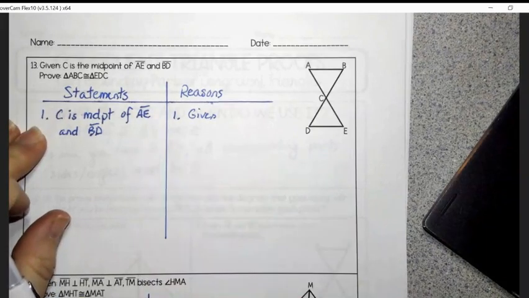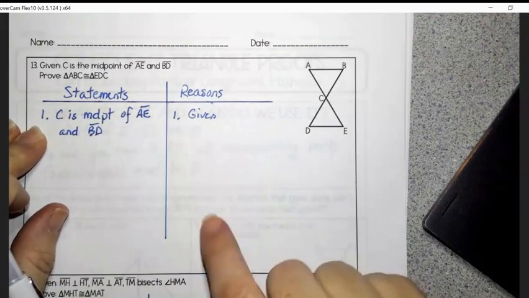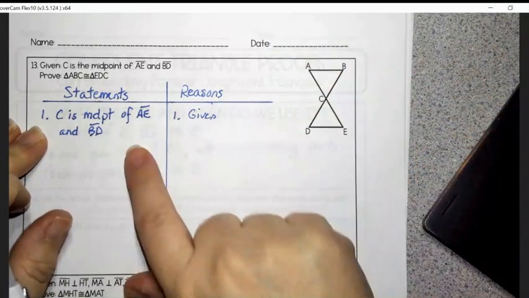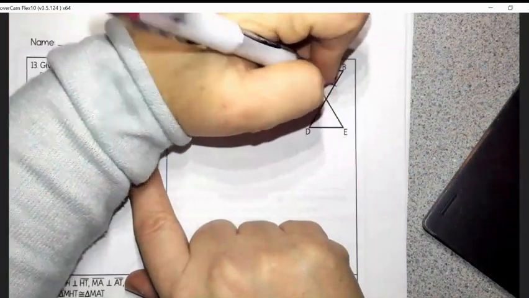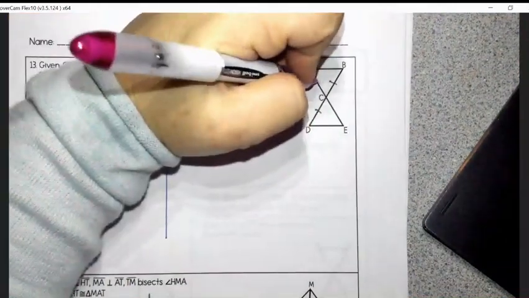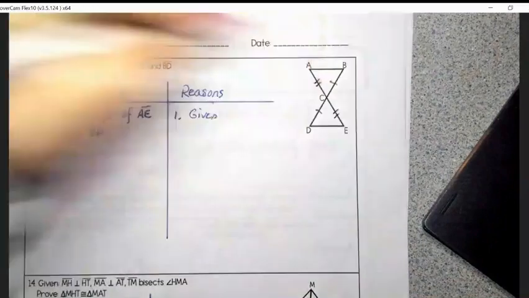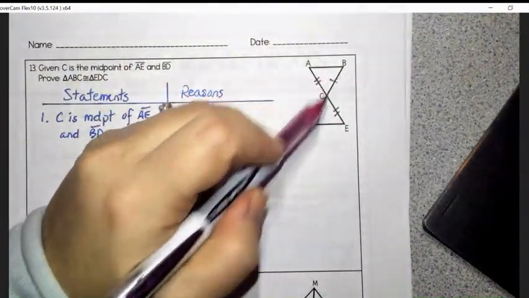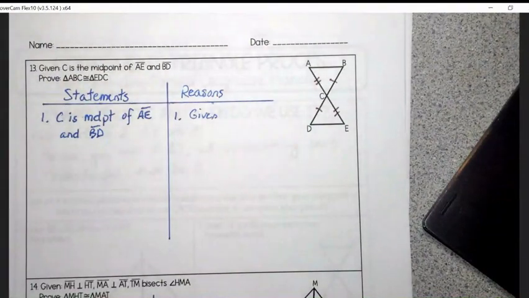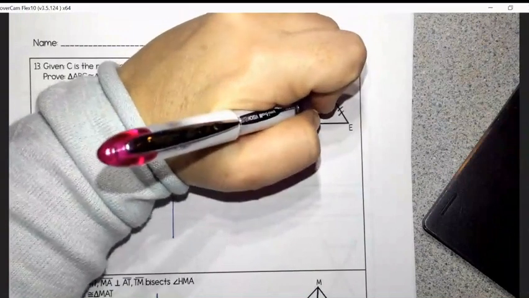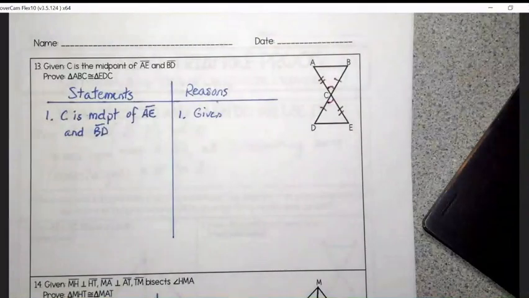This one says that C is the midpoint of both of these diagonal lines here. So that means that it cuts each of those segments into two equal pieces. So we can mark that these two parts are congruent and these two parts are congruent. And then looking at the picture, I see it looks like a bow tie, which means we have vertical angles. So we can also mark those.